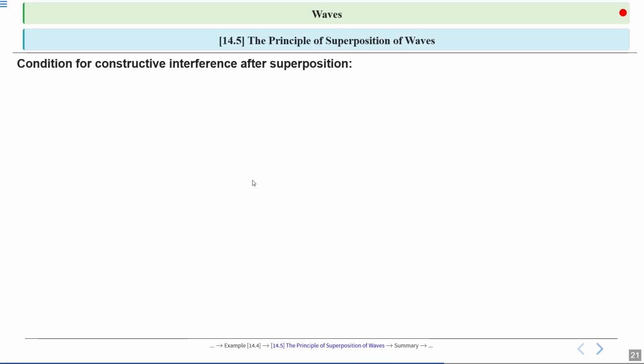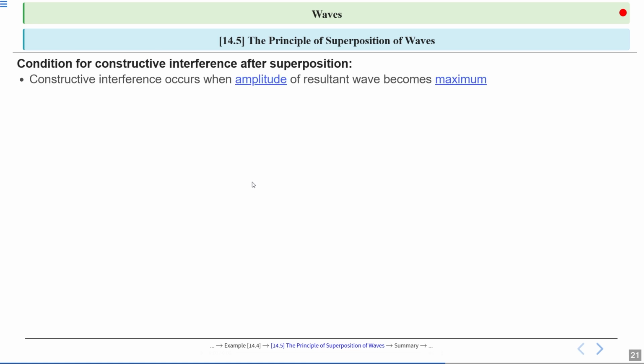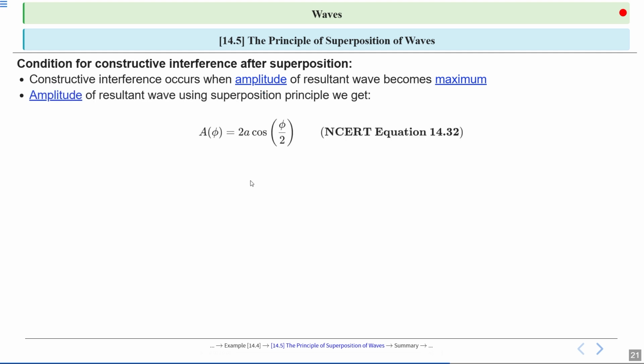Now let's look at the condition for constructive interference when two waves overlap. Constructive interference happens when the amplitude, which is the height of the wave, becomes as large as possible. In other words, the waves add up to make a maximum effect. So, according to the superposition principle, the amplitude of the combined wave is given by A of phi is equal to 2a cos phi by 2. The cosine function tells us how the phase difference affects the total amplitude.